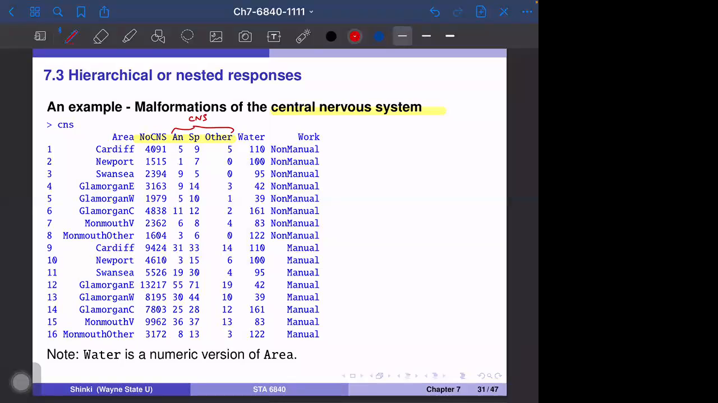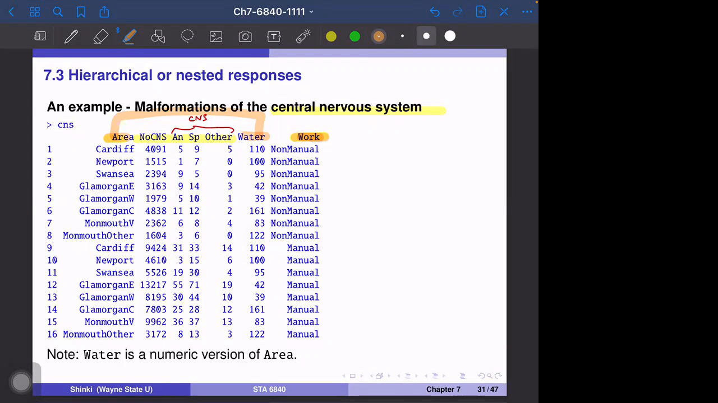Basically we have two variables, the area and the water. These are the predictor variables, and the yellow one is the response variable. Water is also a predictor variable, but basically the area and the water are the same. Water is a numeric version of area, so we have some numeric value that corresponds to each area. Work is the parent's job, manual or non-manual. So we have only two categories.